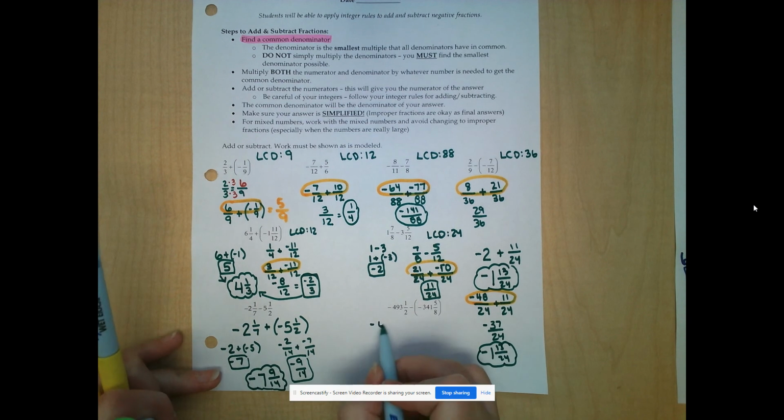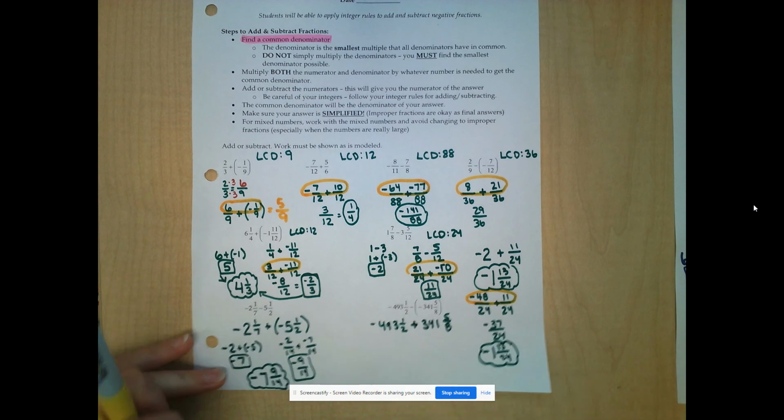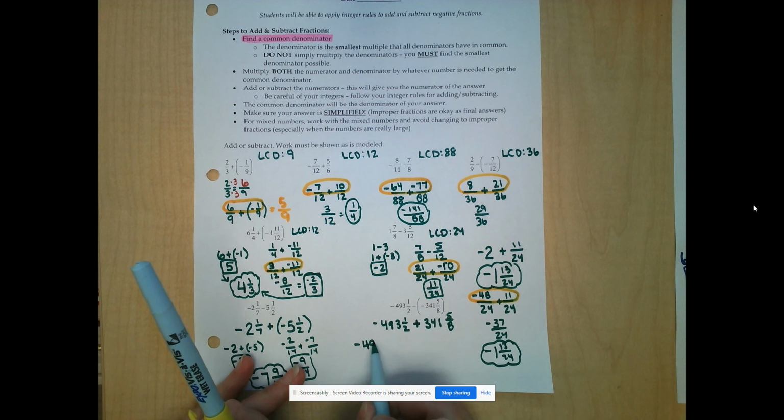This one, negative 493.5 minus a negative, I'm going to change to plus a positive, 341 and 5/8. And here's a problem where your parents' possible method of changing to an improper fraction would result in absolutely ridiculously huge numbers. I'm going to add the negative 493 with the 341 and get negative 152, more negatives than positives. Put a pin in that for a second.